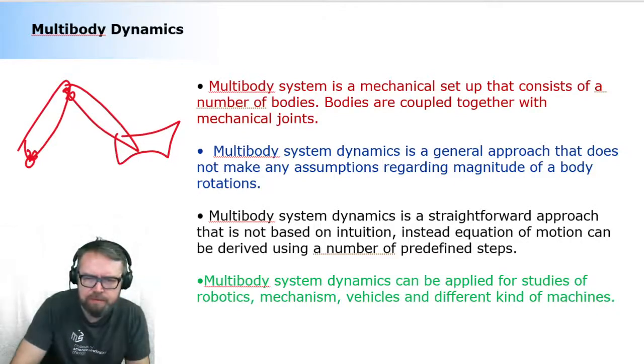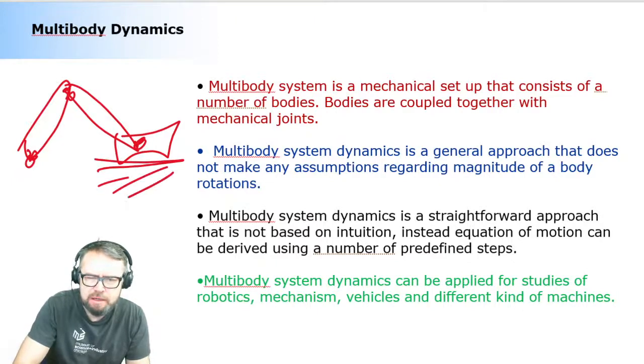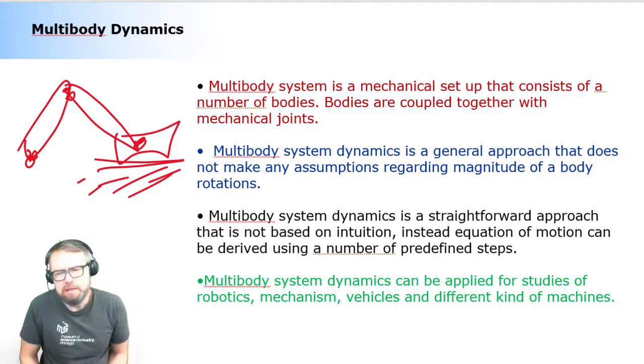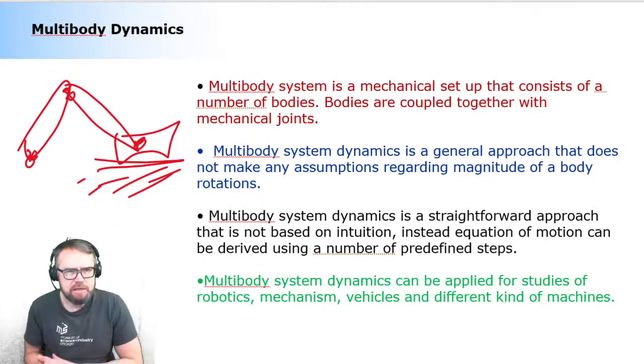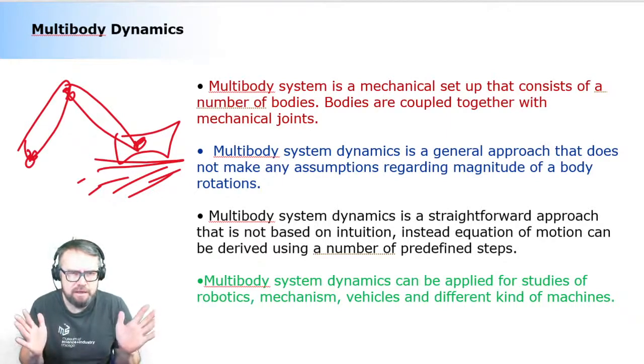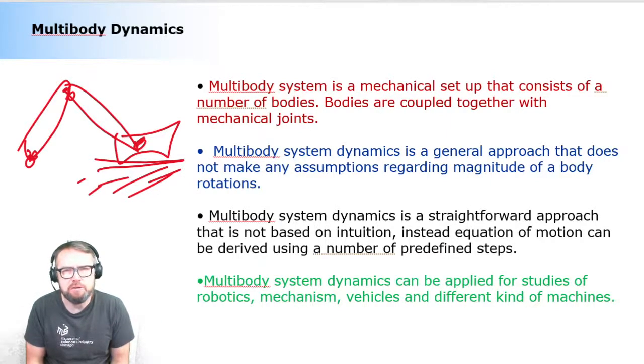Connection rod and a piston are connected via revolute joint. And then there's a translational joint between the piston and the ground. So there are joints. Joint connections is something that is making a system a multi-body system.